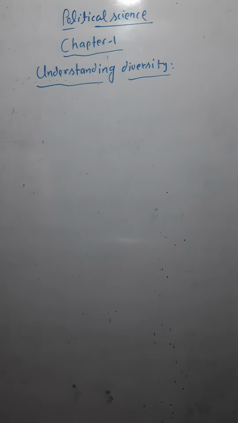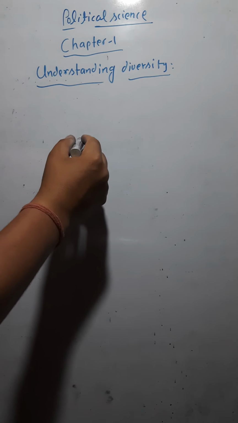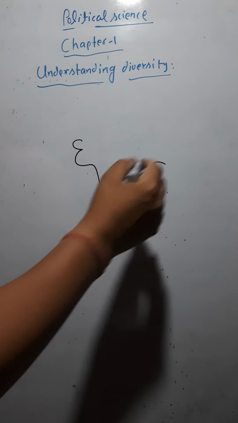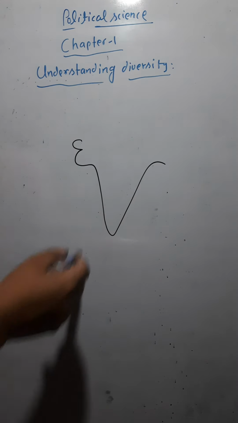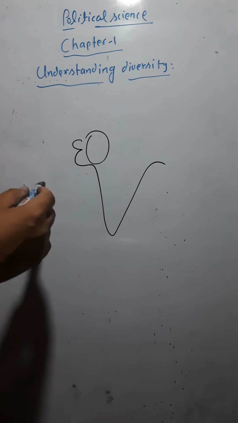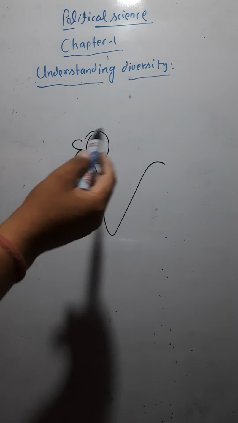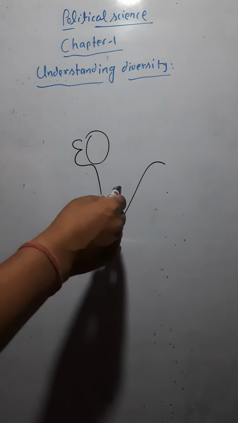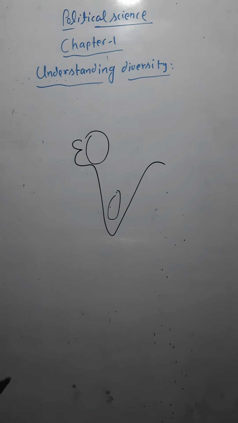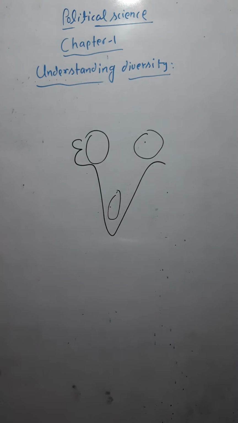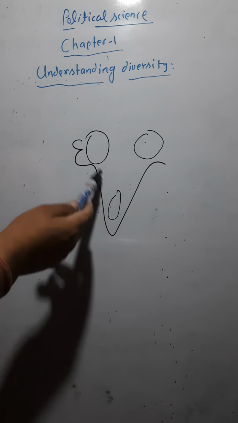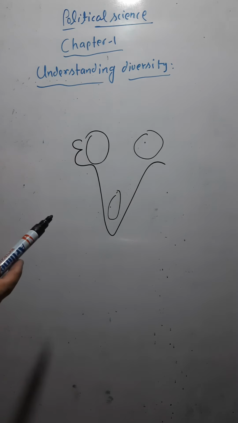Diversity means where you do not have similarity. Let's say this is India here. In India, you have different regions, isn't it? The people in the Gujarat region would be speaking Gujarati. The people in the Kerala region would be speaking Malayalam. The people in the West Bengal region would be speaking Bengali. So here you can see the diversity in terms of language.